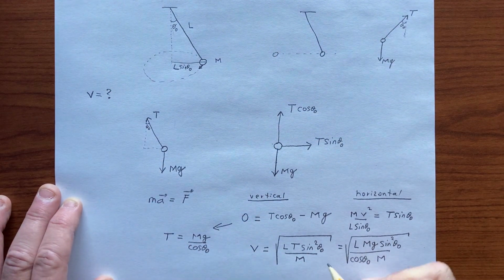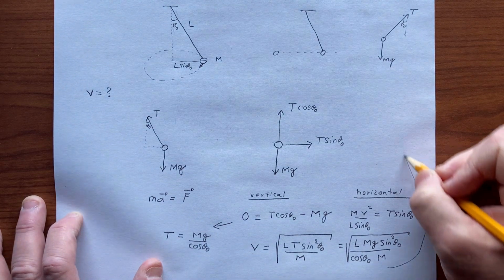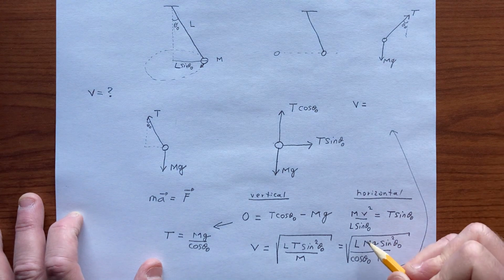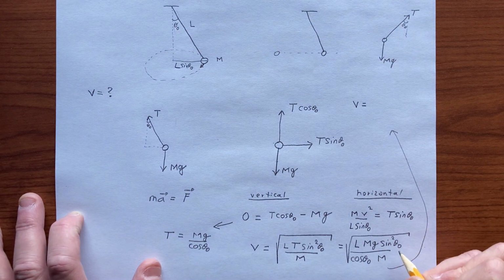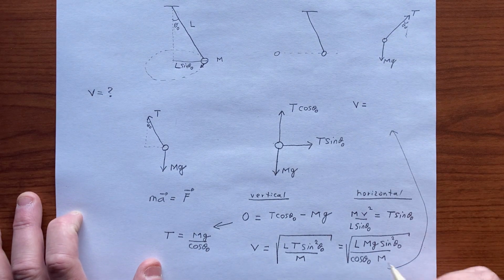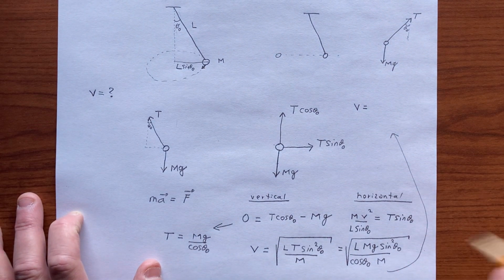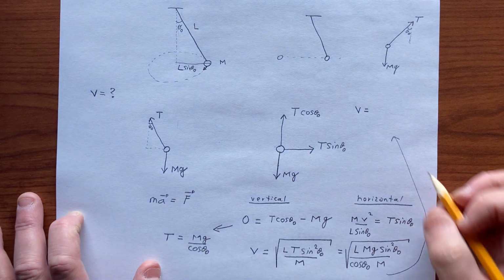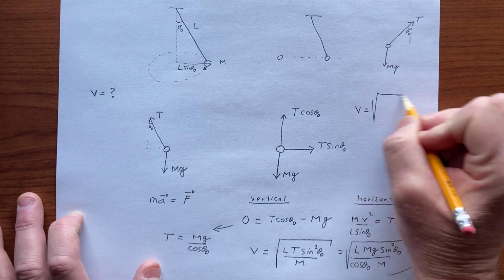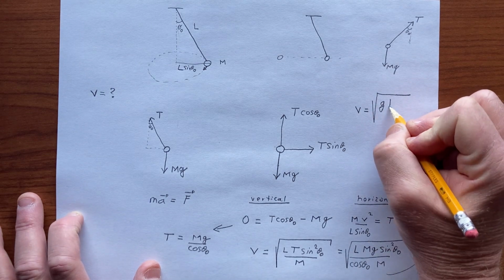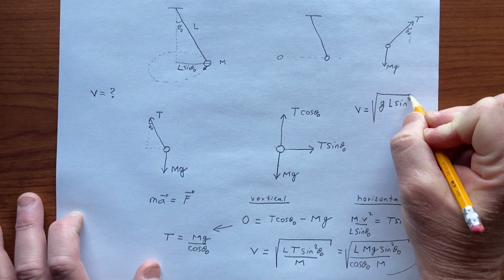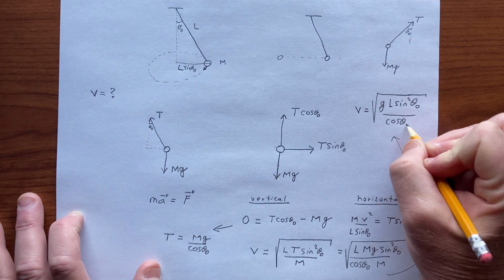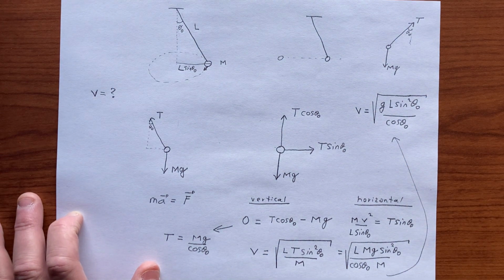And so we'll get that v is, the m's will cancel. We have a sine squared theta. We could write that as 1 minus cosine squared theta naught, but let's just leave it like that. So this is the square root of g L sine squared theta naught over the cosine of theta naught.